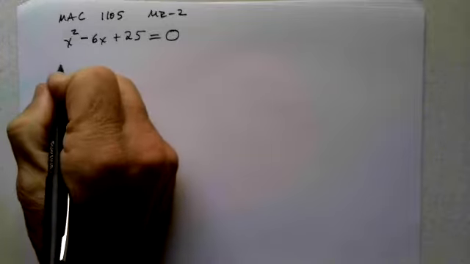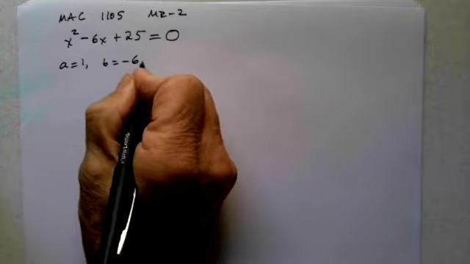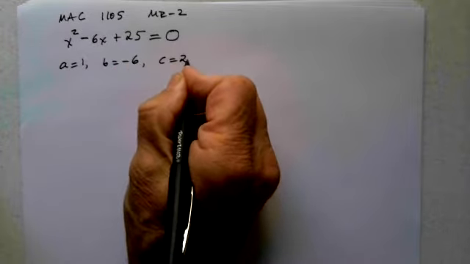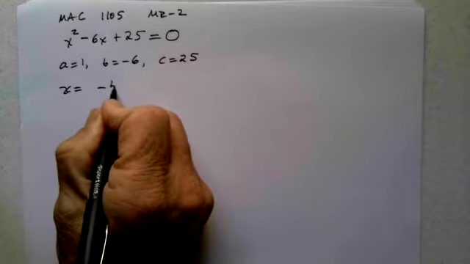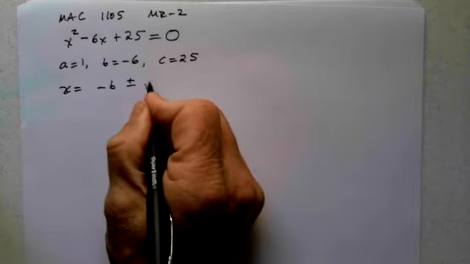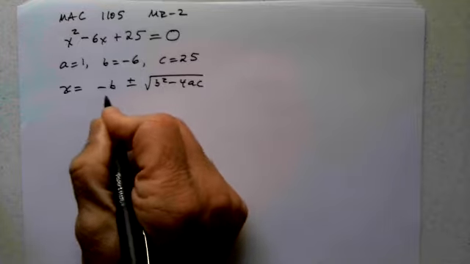So this question is x squared minus 6x plus 25 equals 0. Again, this cannot be factored. So I will try it first with the quadratic formula. A is 1, B is -6, C is 25. So x equals negative b plus or minus the square root of b squared minus 4ac all over 2a.